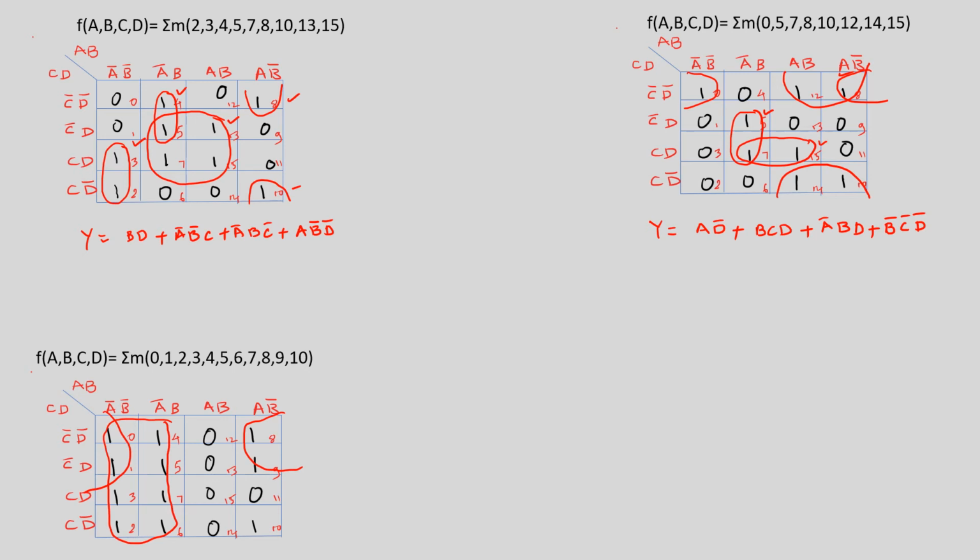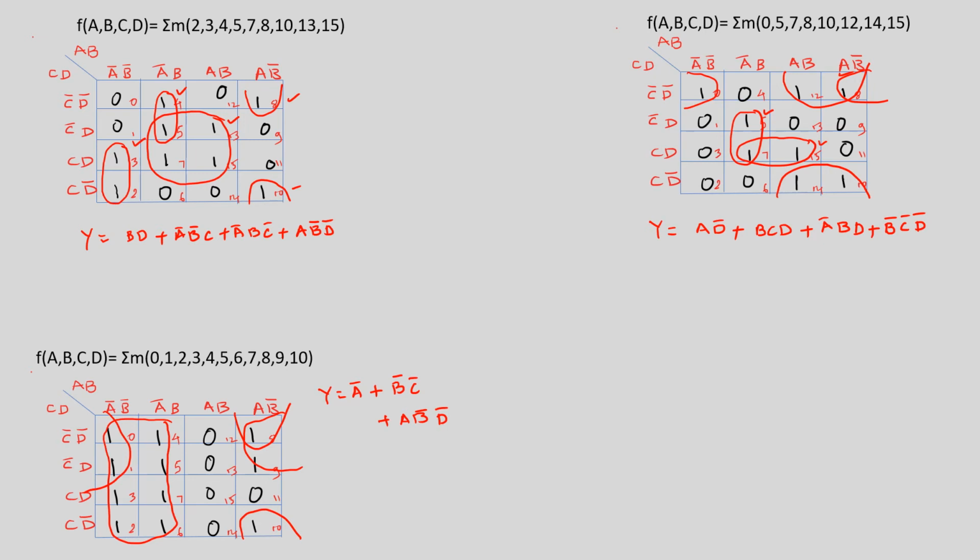And then we will go for the pair. So plain pair is not there, but after rolling we are getting this pair. Now we will write the answer for this. So y is equal to, answer for octet is A bar, plus answer for quad is, here we are getting B bar and here we are getting C bar, and answer for pair is, plus A B bar D bar.